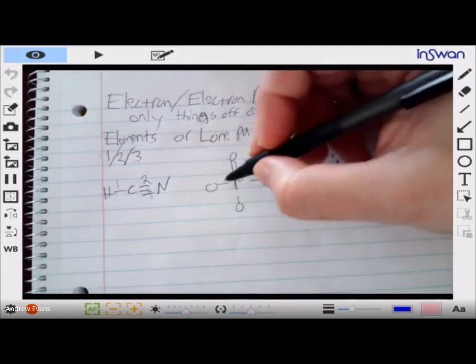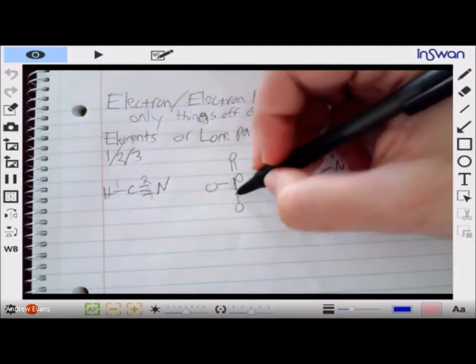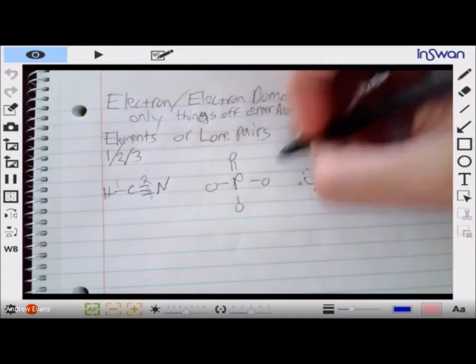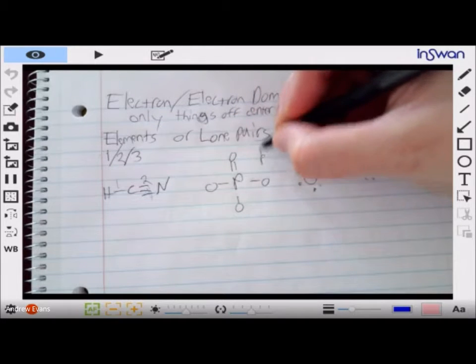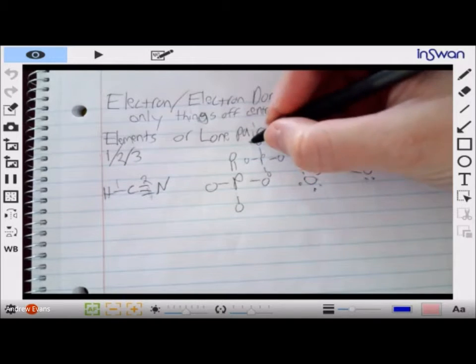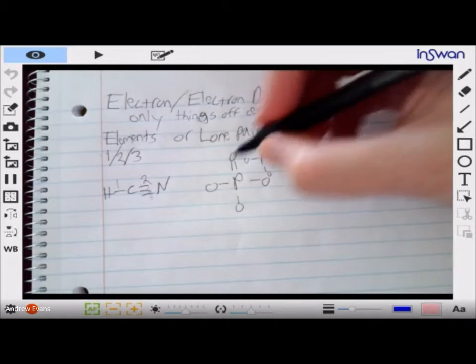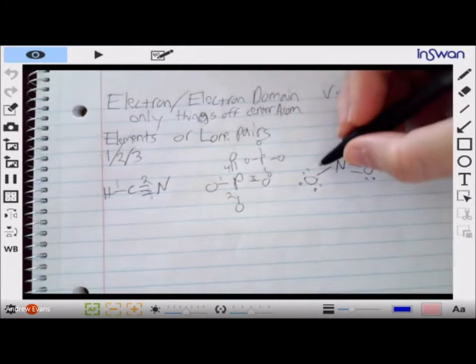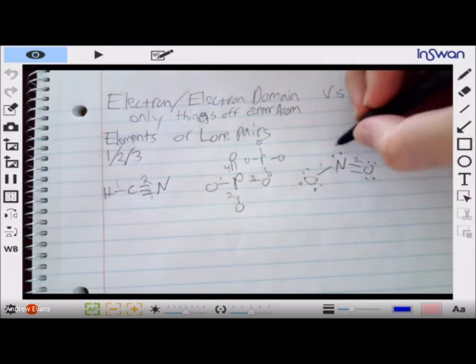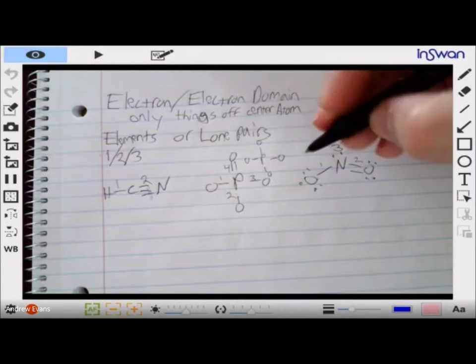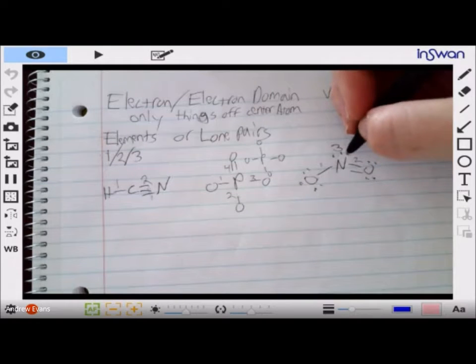Phosphate. There's 1, 2, 3, 4. It doesn't matter whether we drew it like that or like this. There were 4 things coming off the phosphorus. And this guy would be 1, 2, 3. It doesn't matter whether this was a lone pair or a radical. We'd count that as a third thing coming off this.